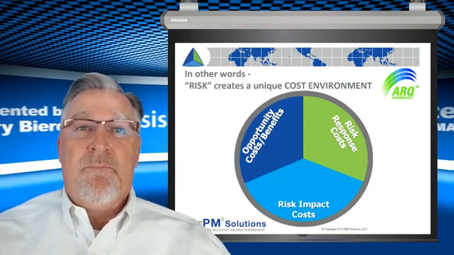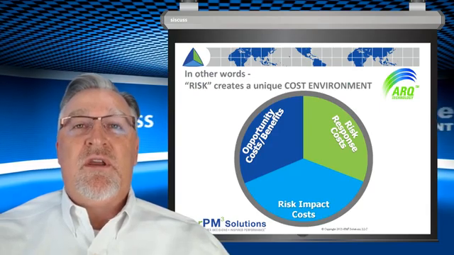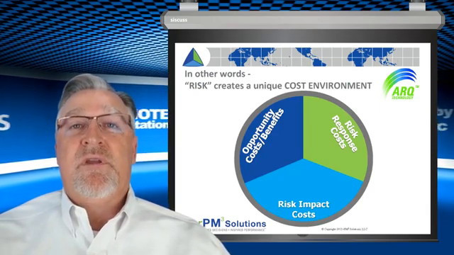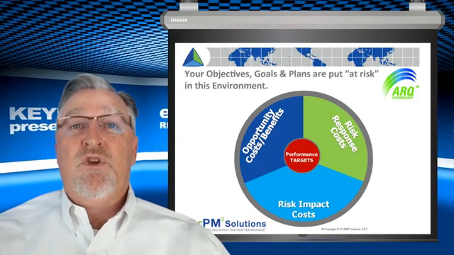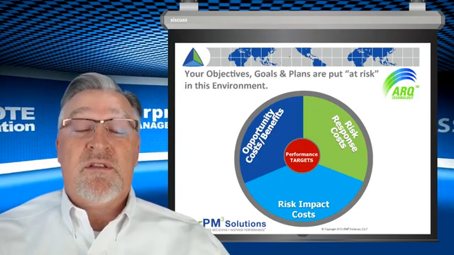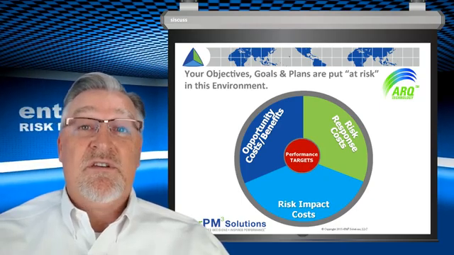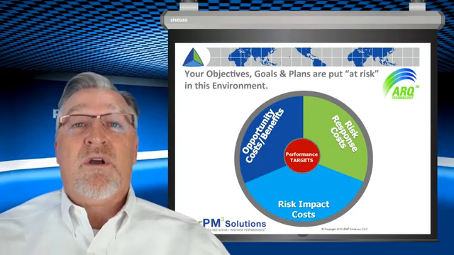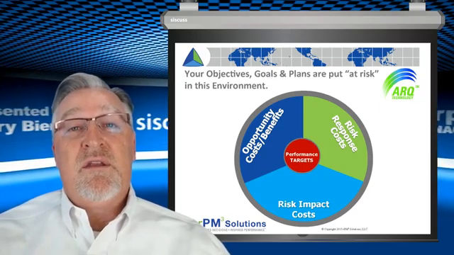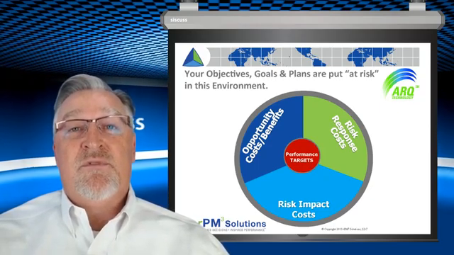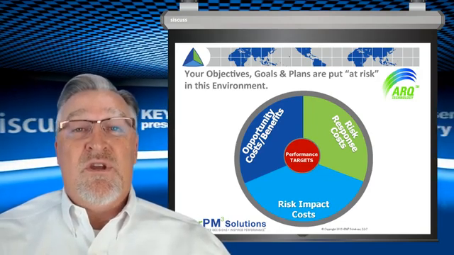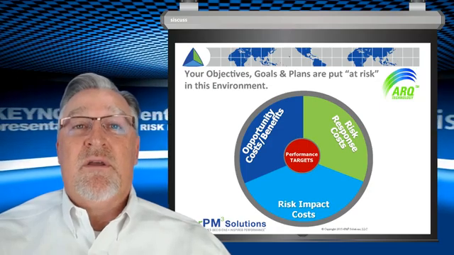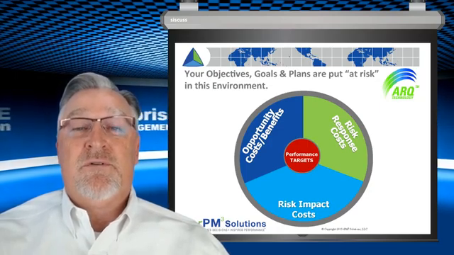All right, let's look at it this way. Risk creates a unique cost environment, and it has the 3 components we just talked about in that environment. You place your goals, your targets, your business plans, your strategies in this environment. And by the way, this is again why cost of risk is important when you're trying to integrate strategy and enterprise risk management. The strategy or those goals have to deal with this environment, this cost environment, and have to traverse it to be successful.